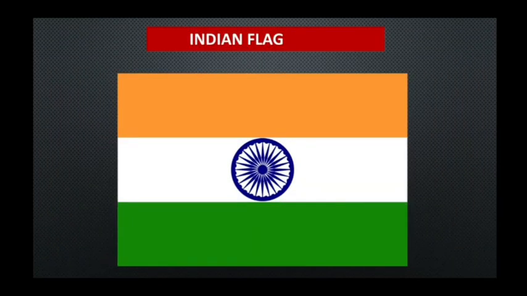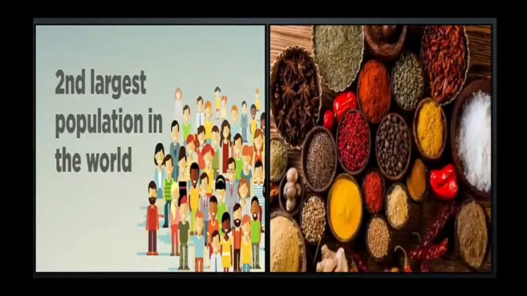So children, I hope you know what this is. This is the flag of our country, India. It is the second largest populated country in the world. You all might have learned this in your previous classes or general knowledge. It is also famous for a variety of spices, as India is known for a lot of spices which are added in their foods.